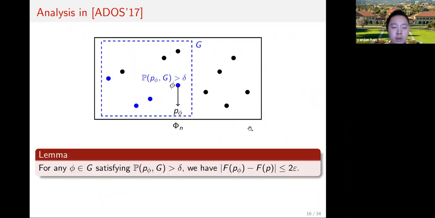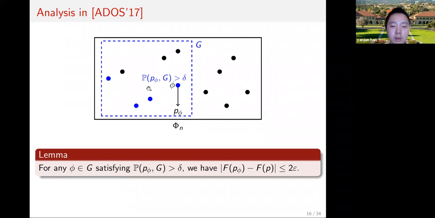And here comes the crucial observation, or lemma. For every profile, if the probability of G under P_phi is greater than delta, then the plug-in approach on that PML distribution will be 2 epsilon close to the truth. In other words, in the picture, I let the blue dots represent the profiles such that this condition holds. Then for those blue dots, the PML distribution will be close to the truth.